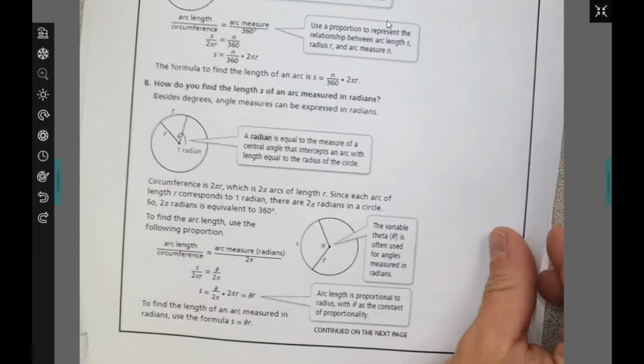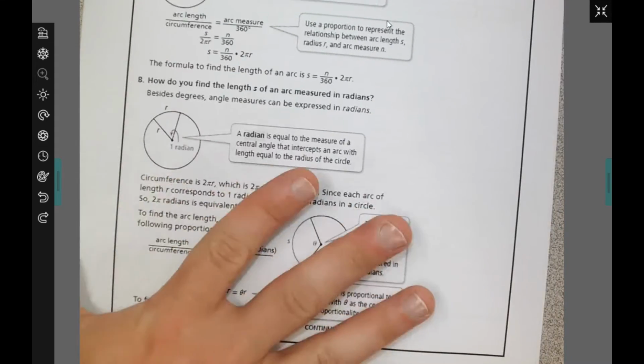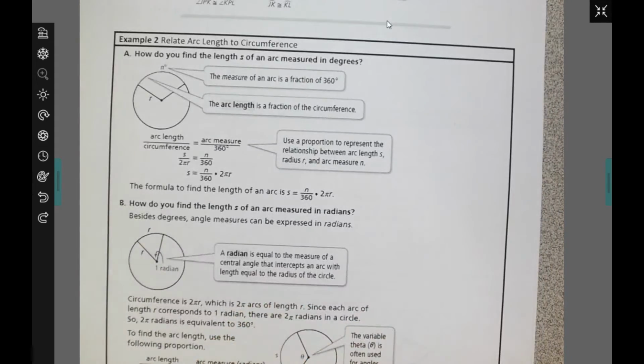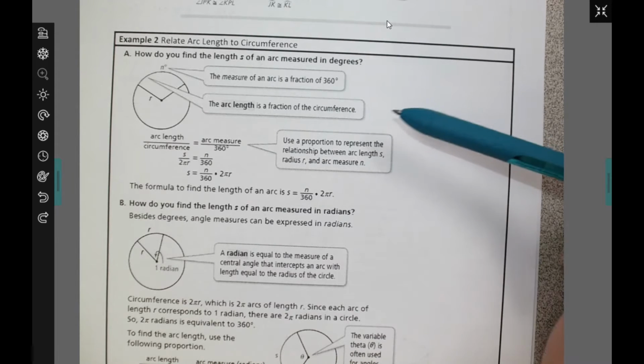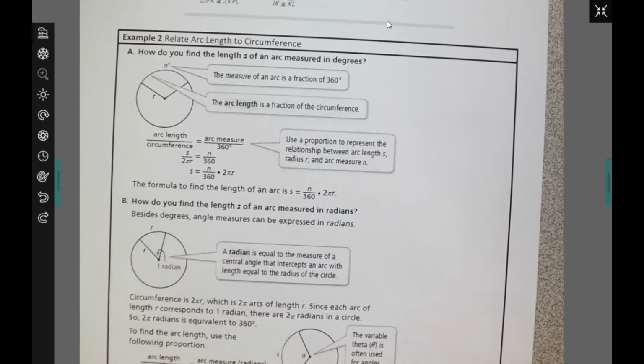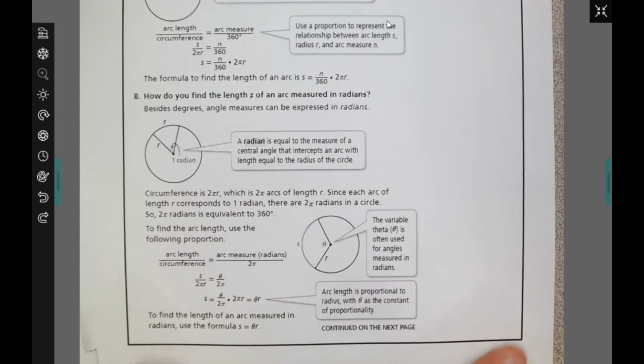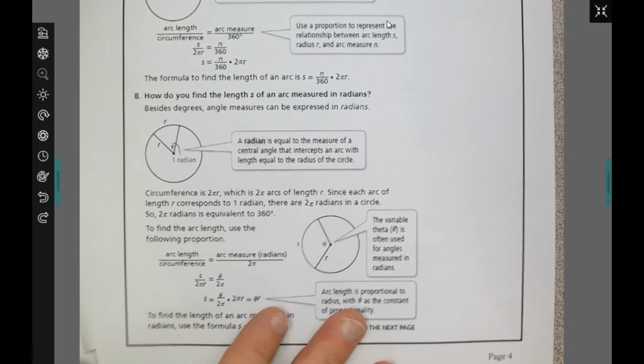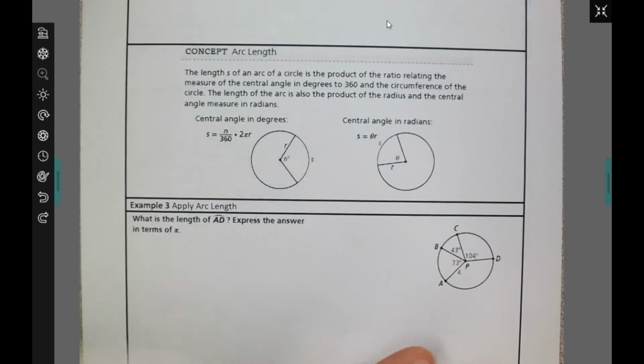Example two, we're actually looking for the measurement. So not the degree, we want the actual length. And here in example two, they walk you through the whole thing. They talk about proportions, circumference, all that great stuff. You can go ahead and read it on your own. I'm going to jump straight to the try it.